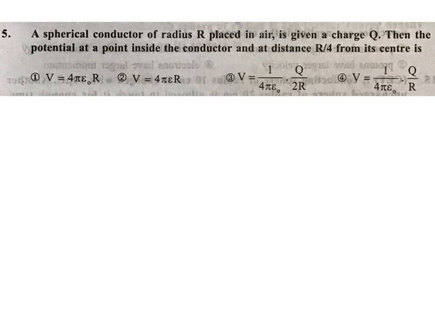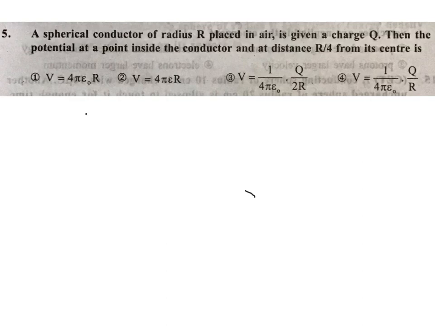The next concept is, a spherical conductor of radius R is placed in air and is given charge Q. Then the potential at any point inside the conductor at a distance of R by 4 from its center is? See, I clearly told you in the synopsis that the potential inside the spherical shell is always constant. And R by 4 from the center is given here.